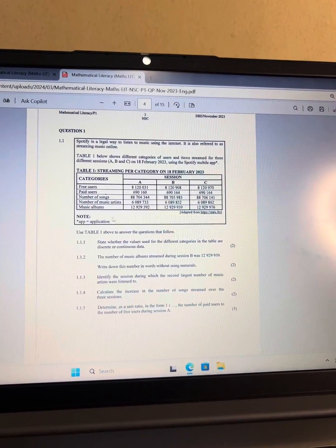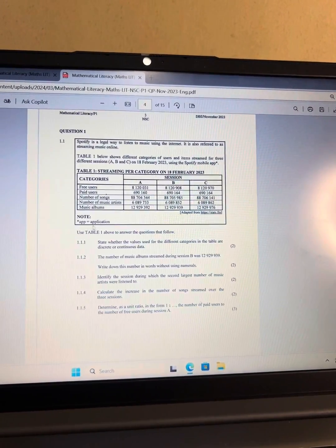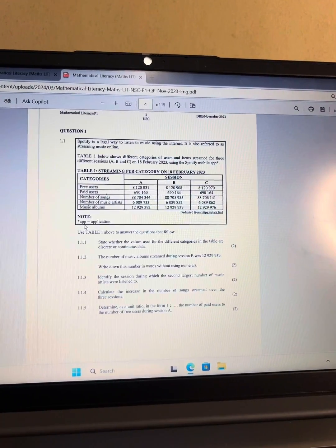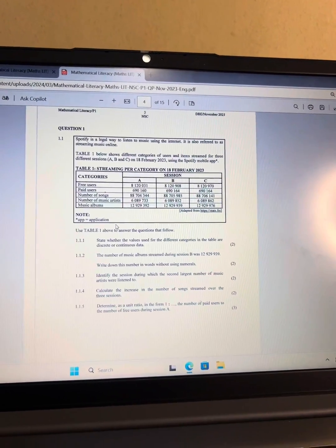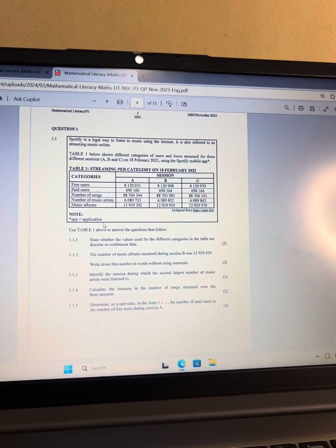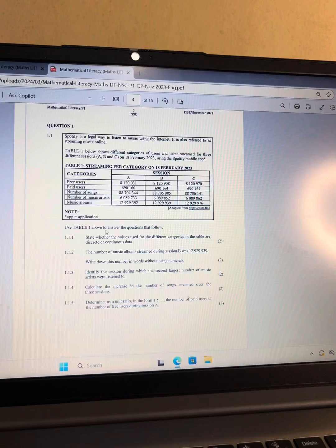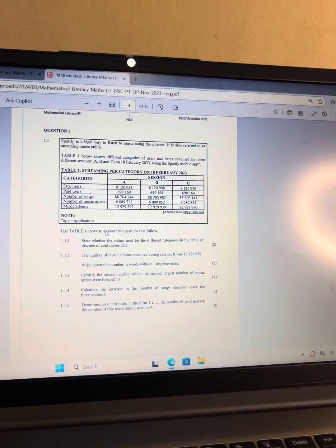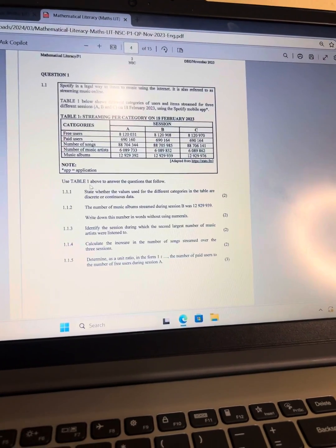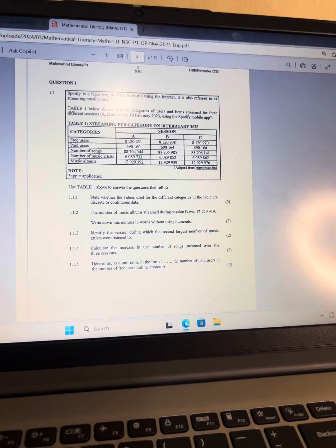12,929,976. And then we have a note here which says app equals application, which means that app is the short form of application. So they said use Table 1 above to answer the questions that follow. So we are going to question 1.1.1.